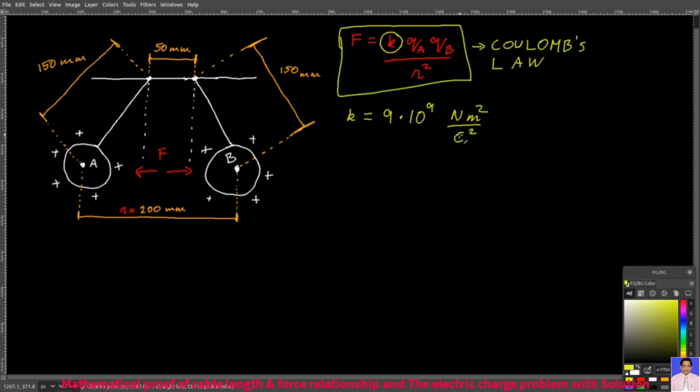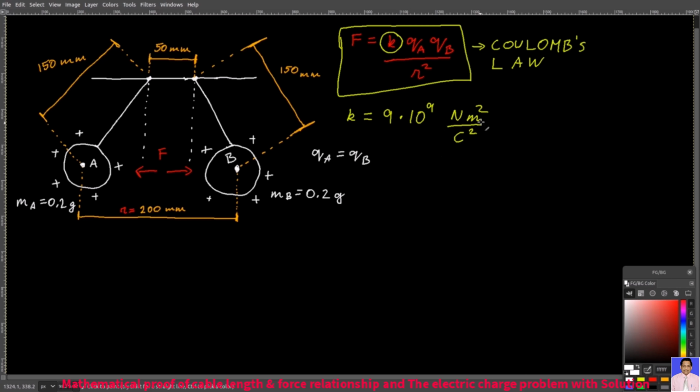Coulomb is a unit of charge. You have all the necessary dimensions here. Then the mass of this sphere is 0.2 grams, and MB is also 0.2 grams. And then we also assume that QA equals QB. So both of them have the same amount of charge, the same amount of coulombs.